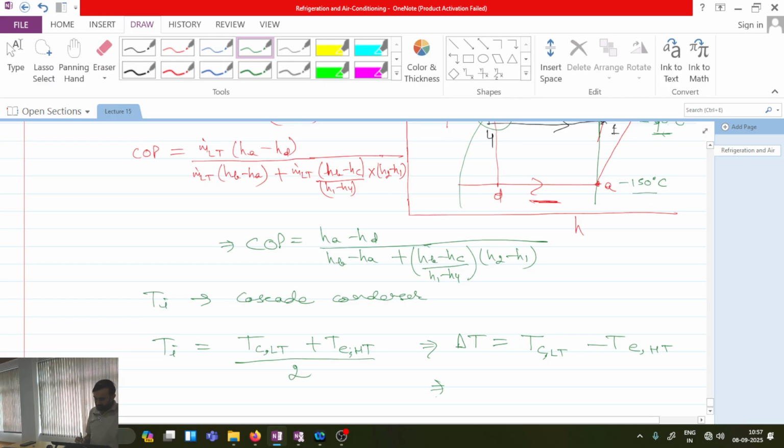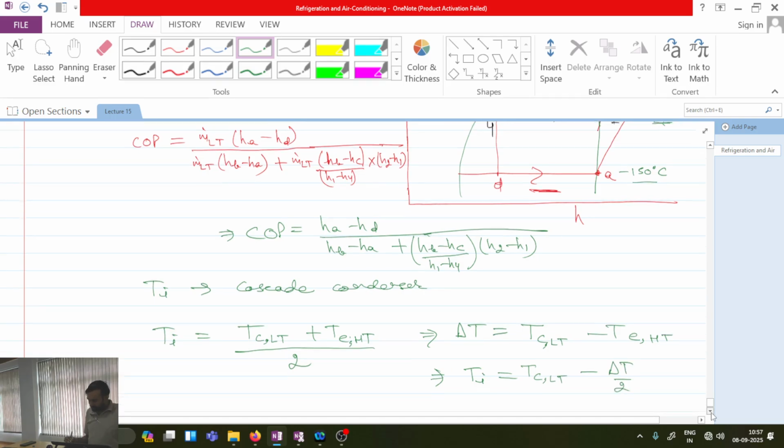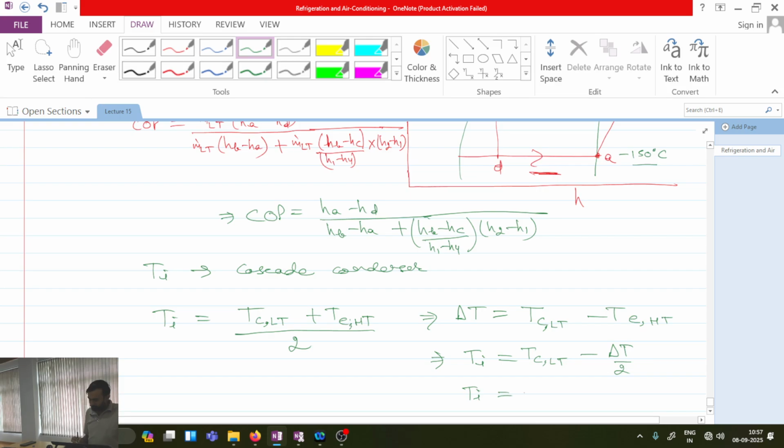And from here I can simply say that Ti will be equal to Tc LT minus delta T by 2, and Ti can also be Te HT plus delta T by 2. Is it correct? Simple mathematics. If this difference is delta T, this is the mean, I can write Ti as Tc LT minus delta T by 2 and this as Te HT plus delta T by 2, right? Simple mathematics.